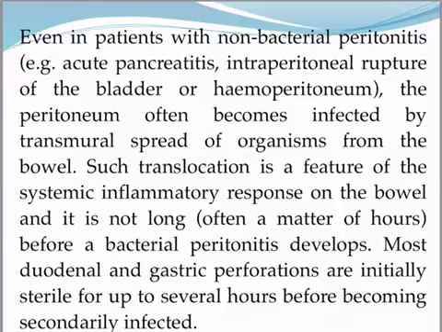Example, most of the duodenal and gastric perforations due to gastric or duodenal ulcers, initially they are sterile, and the initial peritonitis is usually chemical due to the presence of bile and acid, but later on, after a few hours, this fluid will become infected by the translocated bacteria from the bowel, and bacterial peritonitis will ensue.